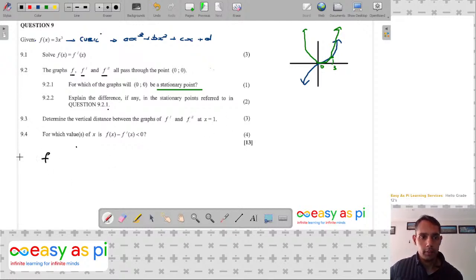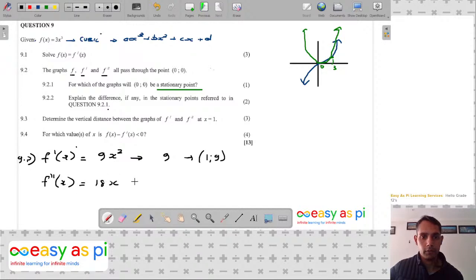So in 9.3, we know f dashed of x is equal to 9x squared. We plug in 1, and I then get 9. So I have the point (1, 9). And for f double dashed of x, I have 18x. If I plug in 1, I then get 18. So then I have the point (1, 18).